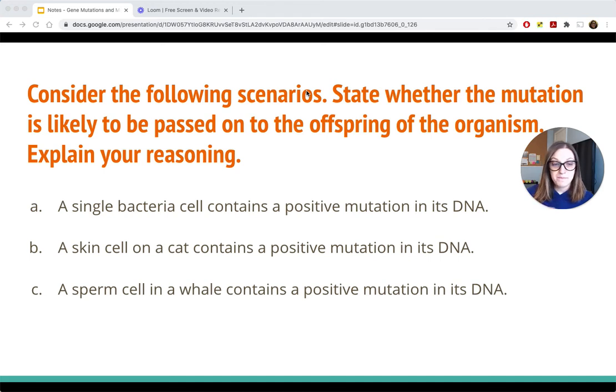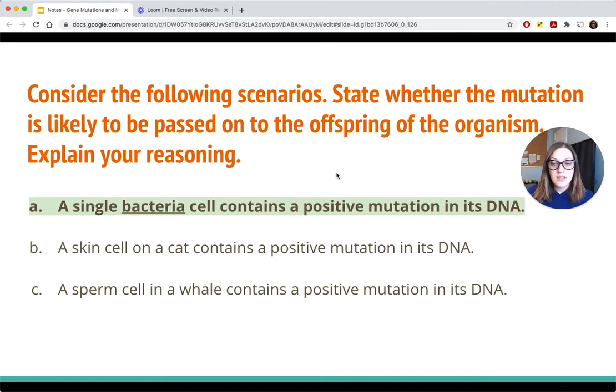And think about it. Let's check our understanding. So if a bacterial cell contains a mutation, well, remember that bacterial cells replicate by simply copying themselves. So yes, every cell that comes after that original mutation will inherit that mutation.